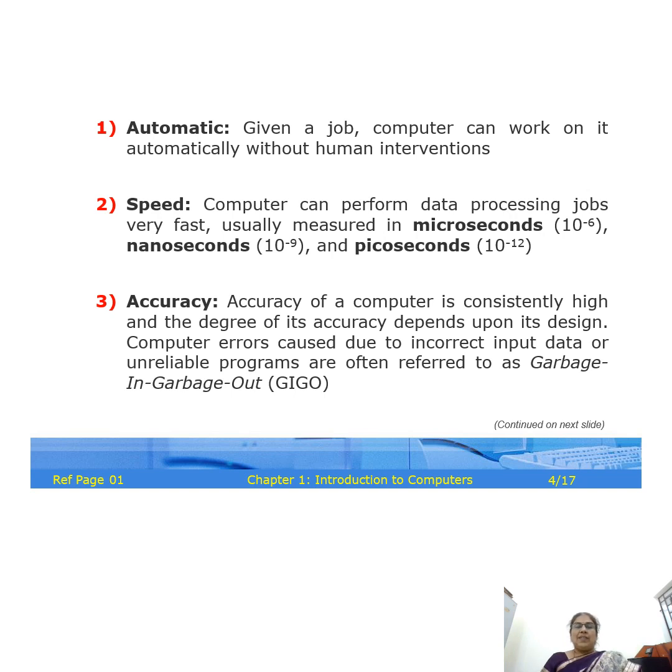So computers have the following specific characteristics: automatic, speed, accuracy. First we will discuss automatic. When we give a job, the computer can work on it automatically without human intervention. Speed is also very high compared to humans; it calculates very quickly. Computers can perform data processing jobs very fast, usually measured in microseconds, nanoseconds, and picoseconds.